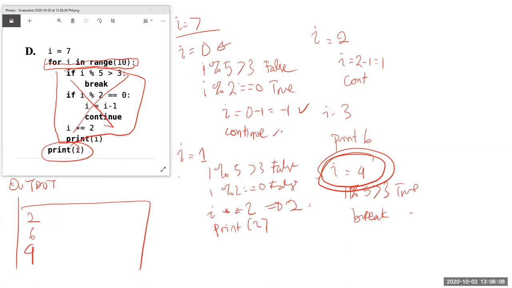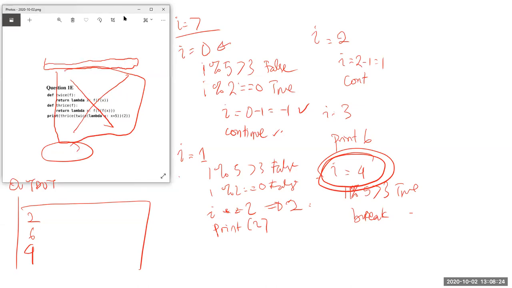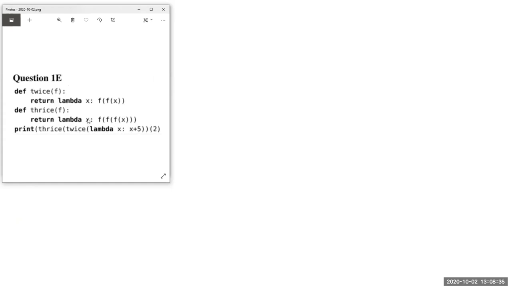Negative 1 modulo 5 is 4. Okay, there's a question Calvin asked: why is negative 1 modulo 5 equal to 4? That one I'm not so sure, I've got to check. It's quite pointless to use a negative number and check its remainder. Sorry, I'm not so sure, but I'll try to look for information if you're still curious.